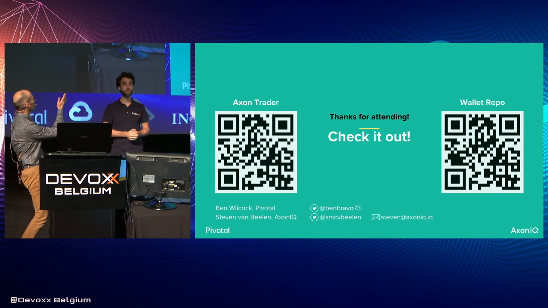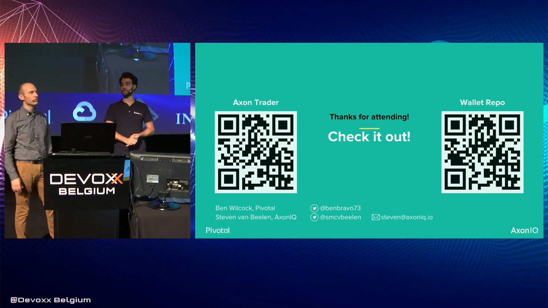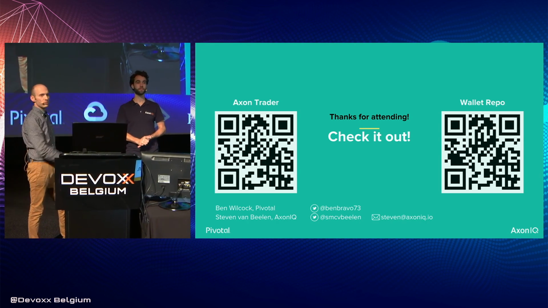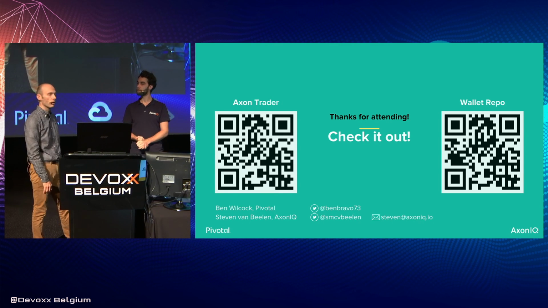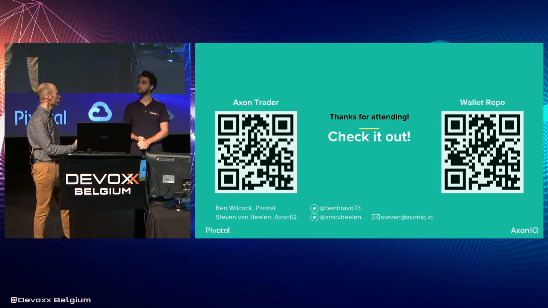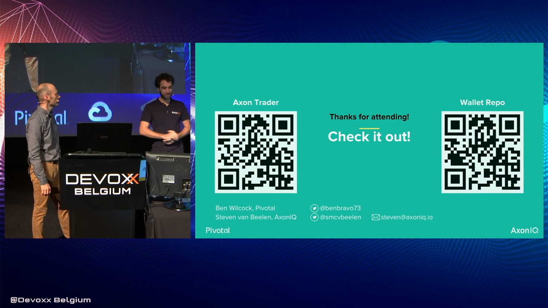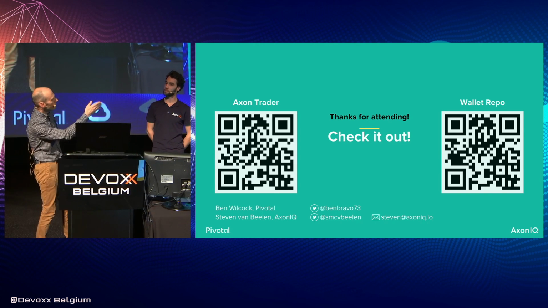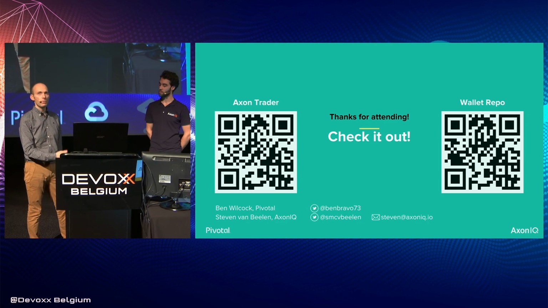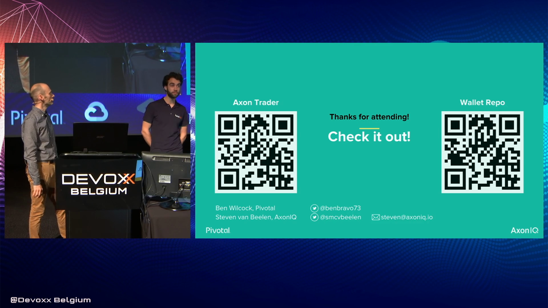Just before we finish, up on the screen you can see a QR code to go and visit Axon Trader. We told you about that at the start, but please go along and have a look and dig into the code. It's much more complex than the wallet that we showed today. It's got much more meat in there, if you like. And over on the right-hand side, there's the wallet repo. That's the code that we've produced today.